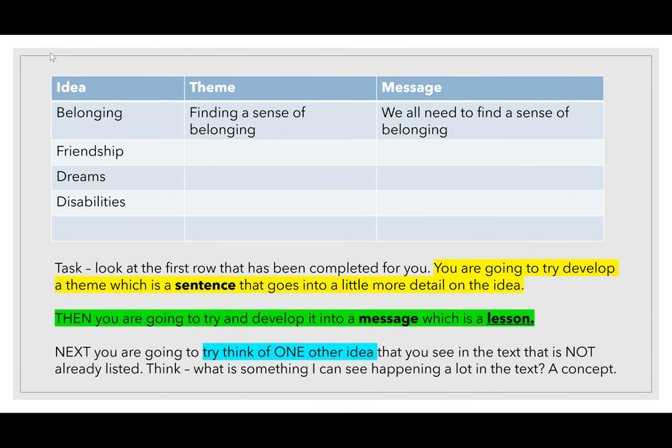So when you think about The Peanut Butter Falcon and you see the idea of friendship, what's the theme behind that? Friendship what? Friendship is good. Friendship is bad. Friendship happens with only people that are similar to you. How do you see friendship being shown? How do you see dreams and having dreams being shown? And how do you see disabilities being shown? So they're all ideas in the text. Try and think about how specifically they're shown by developing them into a theme or a message. So give that a go.